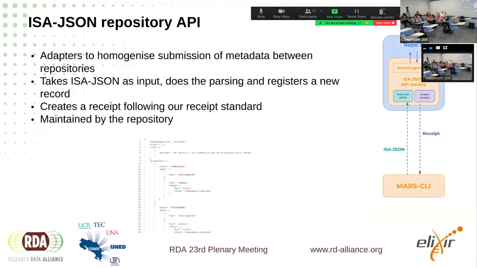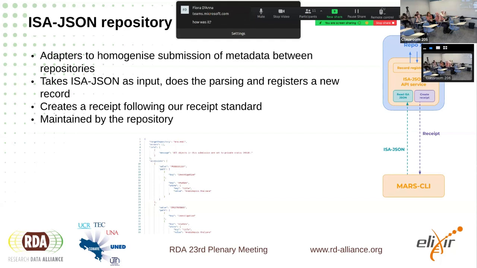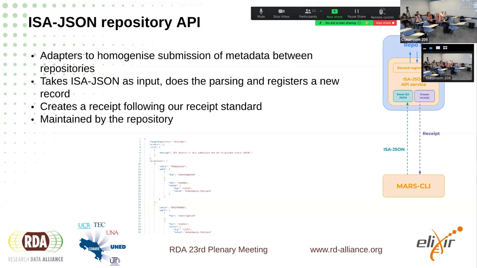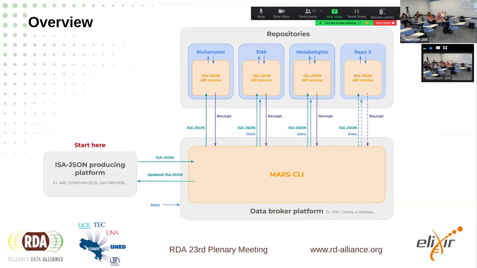So on the repository side, they will deploy and maintain an ISA JSON endpoint, and we work together with them in order to figure out how they have to fetch the necessary metadata inside of the ISA JSON, because people who are familiar with this standard know that there are many ways of achieving similar things. So this is crucial. And also the standard that this endpoint will return, this receipt, is standardized within our project. Yeah, that's about it for this slide.